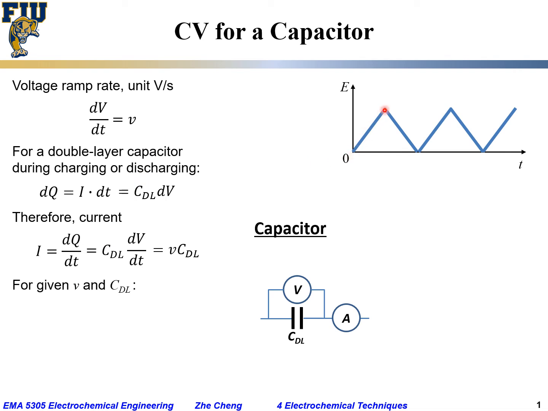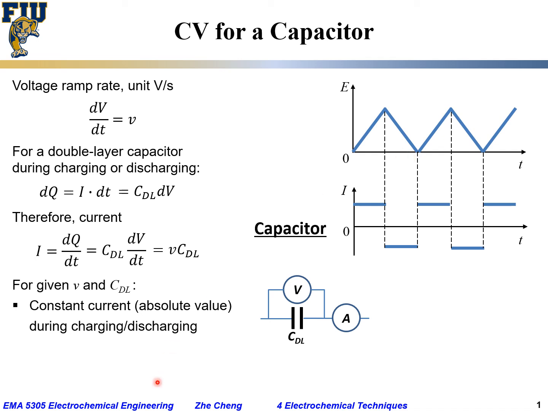And then if we have a linear ramp rate, let's say ramp up, this ramp rate of voltage v would be constant, and C_dl for a given capacitor, the capacitance is also fixed. What it means is we would have constant current. v is constant for a linear ramp. C_dl for a given capacitor is also constant, so we would have constant absolute value of current during the charging, and then for discharging it's constant slope, constant ramp rate. We would also have constant current, except the polarity would change.